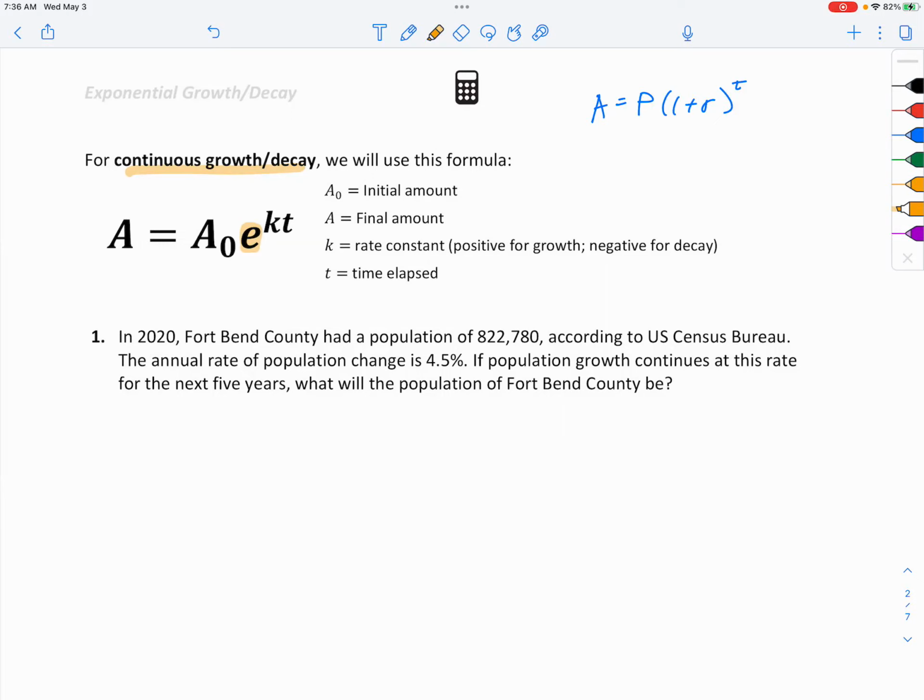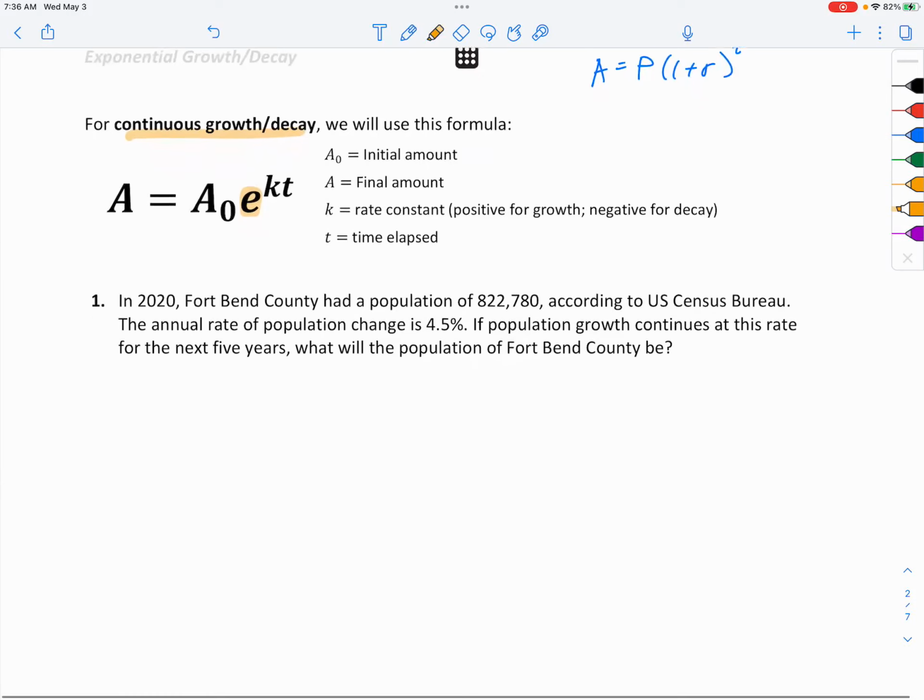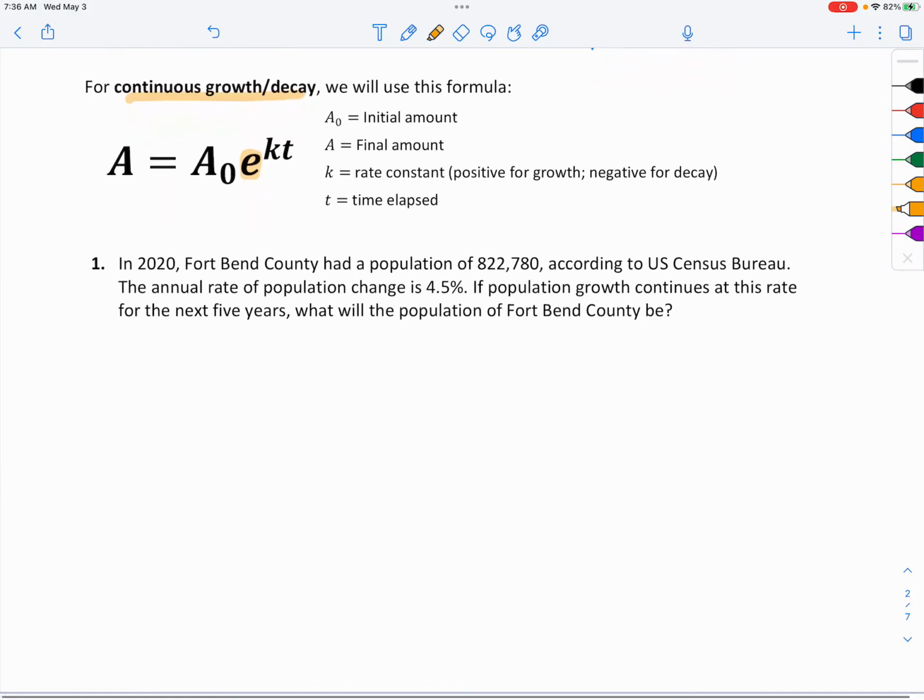But for situations like population growth, which we'll see in the next few questions, and also something called half-life. Did you learn half-life in chemistry? Something about nuclear half-life.